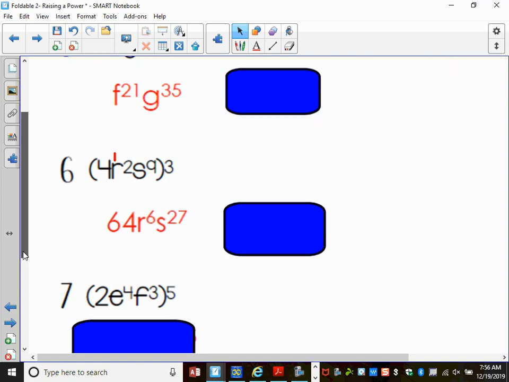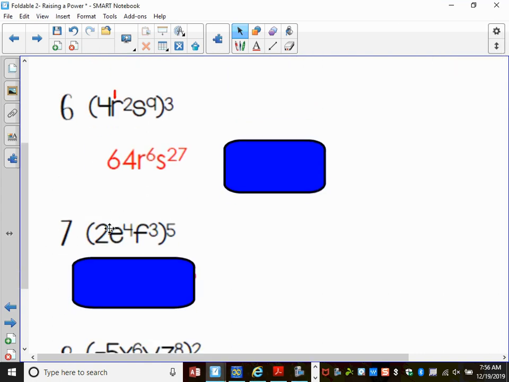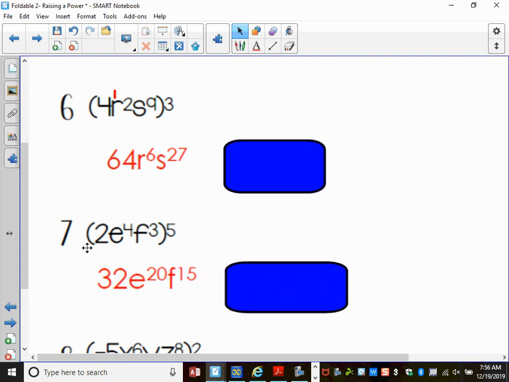All right, so here's number 7, same thing. This 2 has a power of 1, so we're going to say 1 times 5 is 5. So when you raise 2 to the 5th power, you get 32. And then you have your 4 times 5 and your 3 times 5.